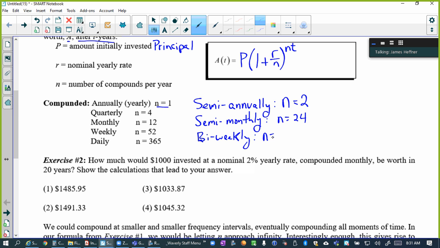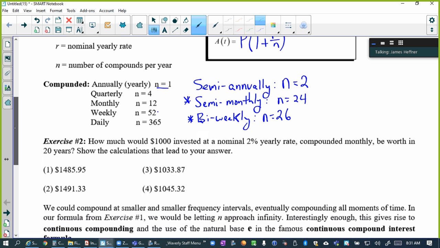So what would N be? If weekly is 52 and bi-weekly is every 2 weeks, N would be what? 26. Okay? So make sure you know the difference between these two, right? Sometimes kids get those confused. Semi-monthly, twice per month, is 24, but bi-weekly is every 2 weeks, okay? It's like you skip a week. So that would be 26, right? So we need to know these terms and what the value of N would be so we can correctly put them in our formula.